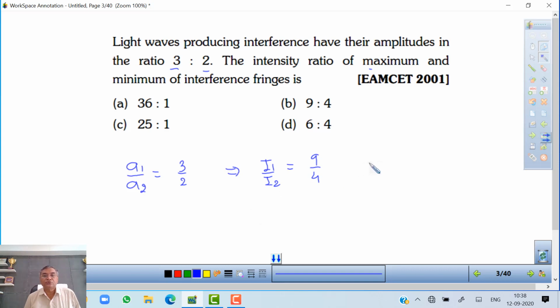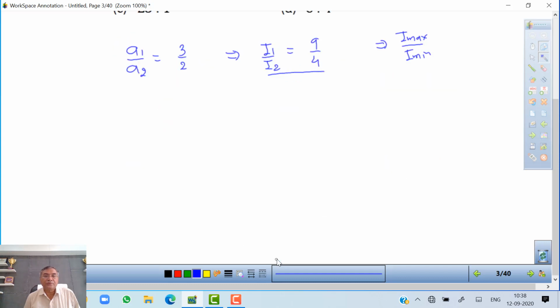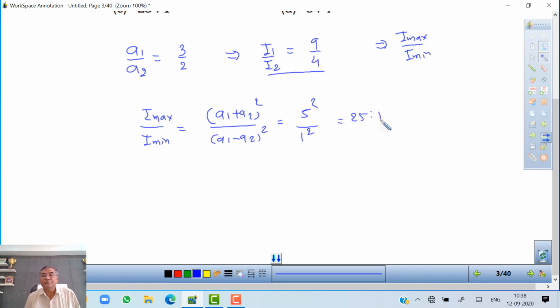So from this, what do I have to find? I have to find I max upon I min. So many times there is a chance of making this mistake. We have to find this, I max upon I min. So how can I calculate? So from constructive interference, I max upon I min, as done in the last problem, is A1 plus A2 square upon A1 minus A2 square. So 3 plus 2 is 5 square upon 3 minus 2, so 1 square, is equal to 25 upon 1.